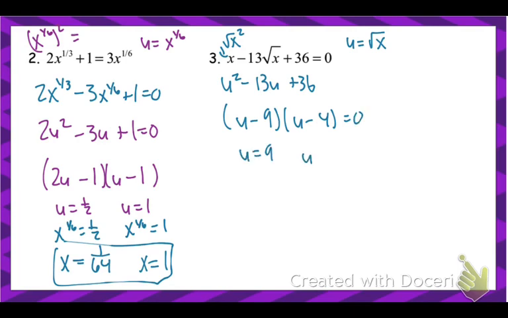So u is 9 and u is 4. Again, we're not solving for u, we're solving for x. Plug it back in. So square both sides. So x is 81 and x is 16.